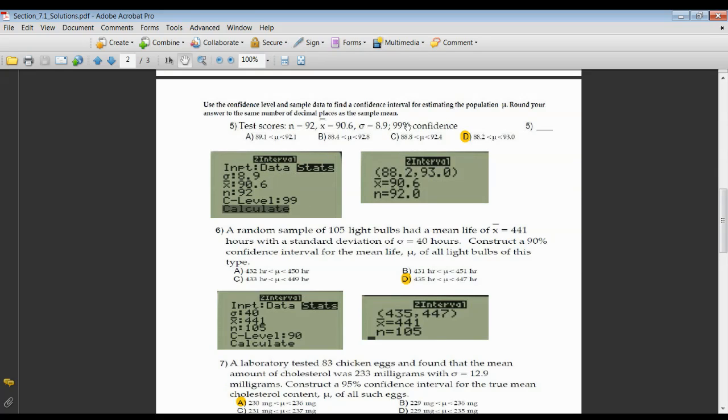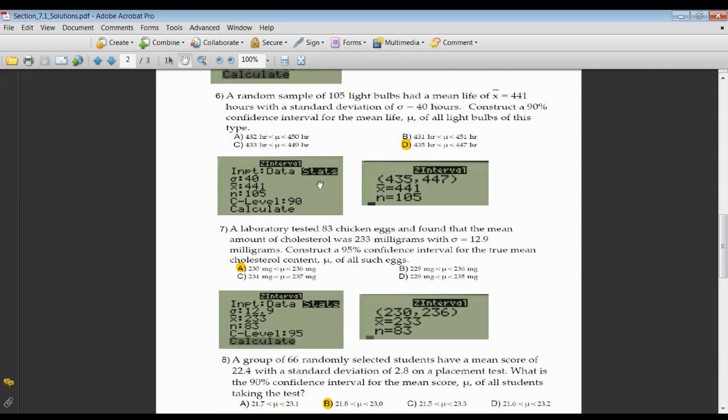Your confidence level is 99%. You can put in 0.99, but the calculator will accept just the whole number 99. All right, so in my estimation, without putting the decimal point, just put in 99. That'll work fine. And it gives you your interval. It also repeats back to you what X bar and N were, but you knew that already. What you're looking for is this confidence interval from 88.2 to 93.0. Once again, ladies and gentlemen, spot on. All right.